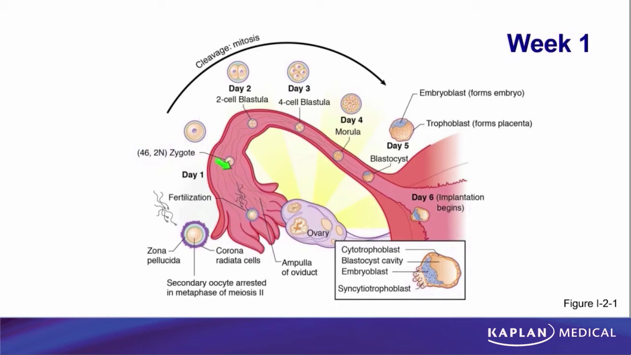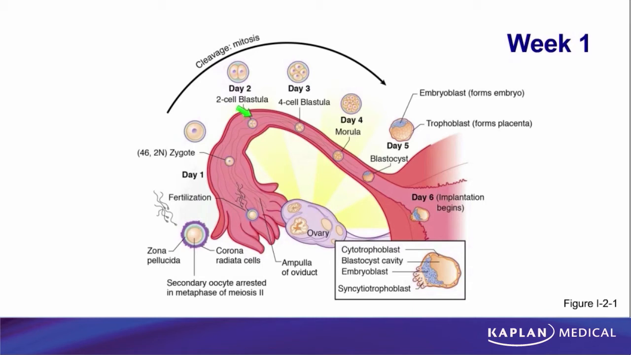That zygote will now start dividing. Now, this is no longer a gamete, so it's not going to divide by meiosis anymore. It's going to be dividing by mitosis. So the zygote will start to divide by mitotic divisions. When it divides by mitosis, it gives rise to two cells, it just replicates itself, and that's called a two-cell embryo or two-cell blastula.